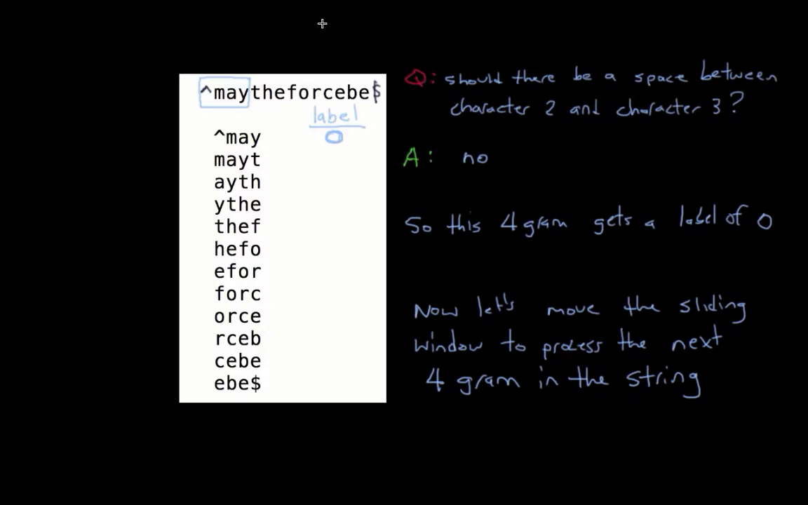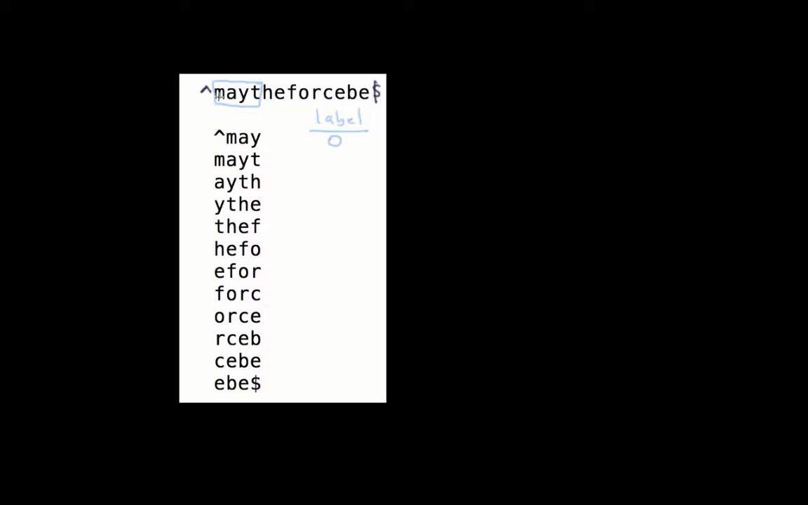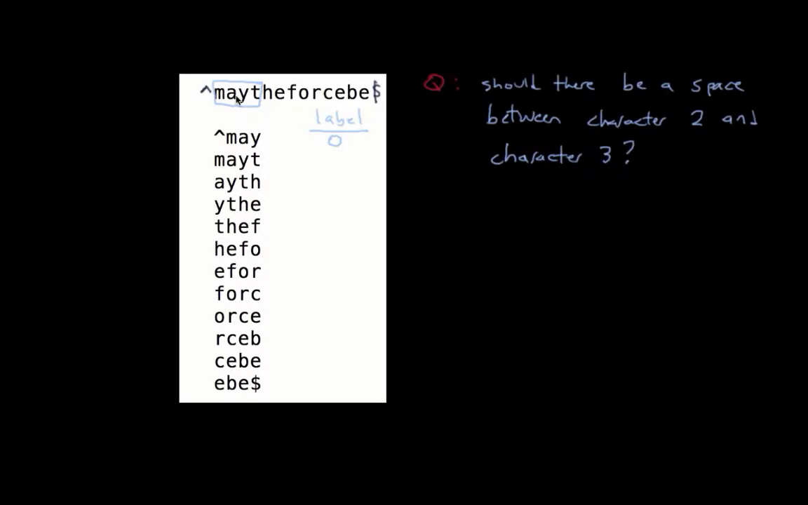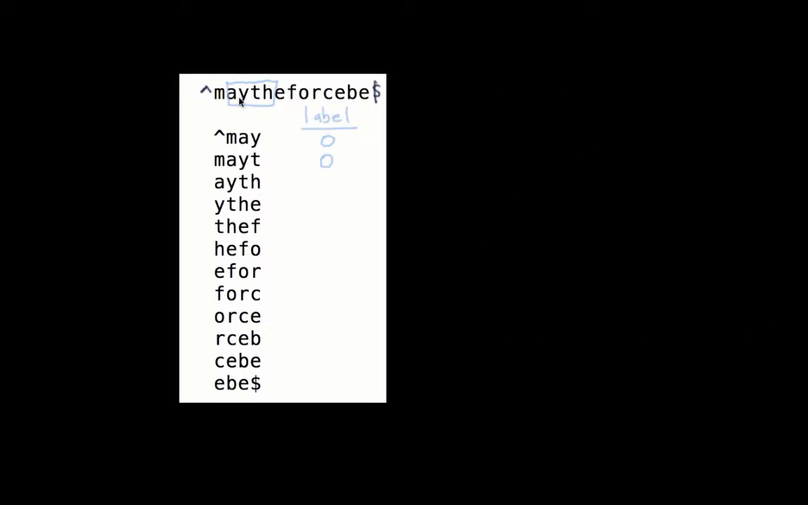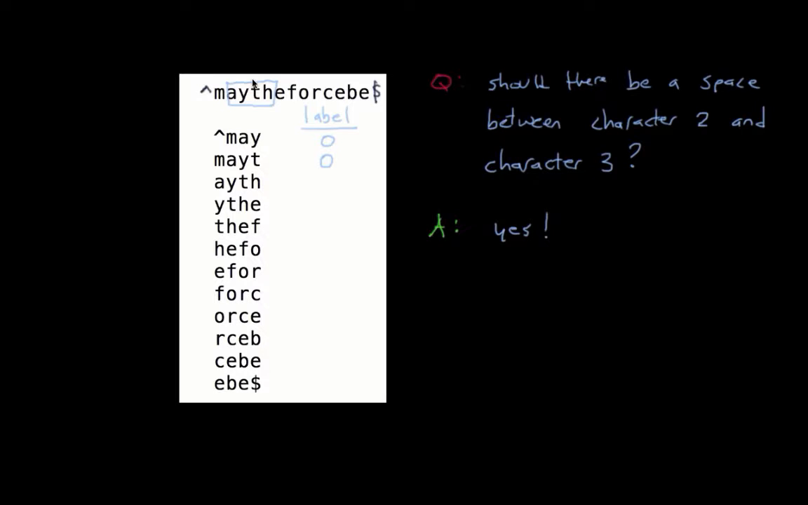Then we move the sliding window 1 space to the right, and we're looking now at this foregram, which consists of the letters M, A, Y, T. And we ask the same question, should a space occur between the second and third characters? And again, the answer is no here. So this foregram also gets a label of 0. We move the sliding window over to the right, and in this case, we do want to put a space between the second and third characters because a space should appear between the word may and the. So this gets assigned a label of 1.